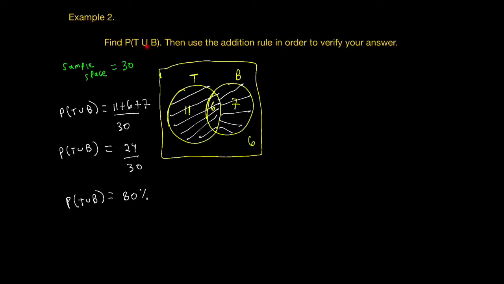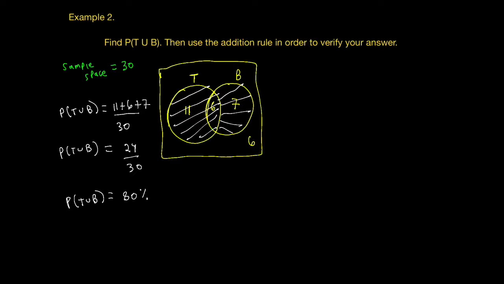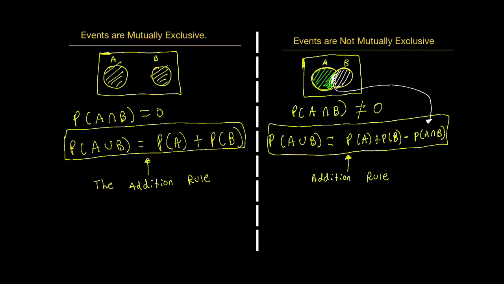So we found the probability by using the knowledge from a previous lesson. Now we're going to verify that our answer is indeed 80% by using the addition rule that we learned yesterday and today. So if we take a look at our notes, we see that we're now in this situation where the events are not mutually exclusive because we have an intersection. The probability of A and B is not equal to 0. In our example, it's equal to 6. Okay, so that means we're going to have to use this version of the addition rule.